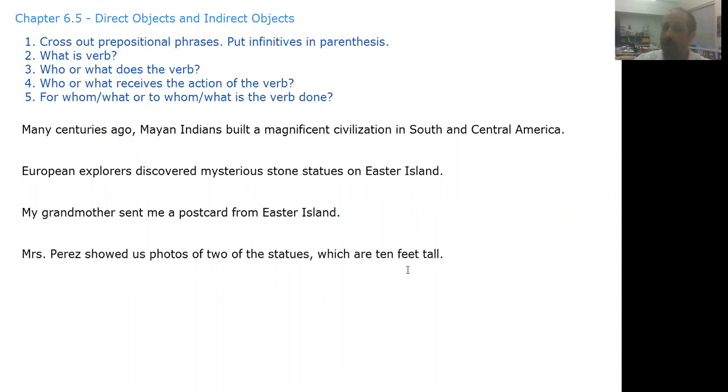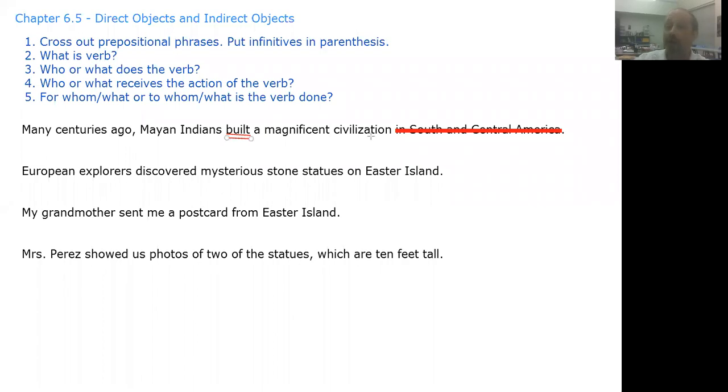So many centuries ago, Mayan Indians built a magnificent civilization in South and Central America. One prepositional phrase in this sentence, and it's right here, in South and Central America. I cross that out. None of those words can be anything else that I'm looking for. Then I look for the verb. Almost always going to be an action, and in this case, the verb is built. What's the action? Something is built, right? And I underline my verb twice, just like on one of our worksheets. Underline my verb twice. Very good.